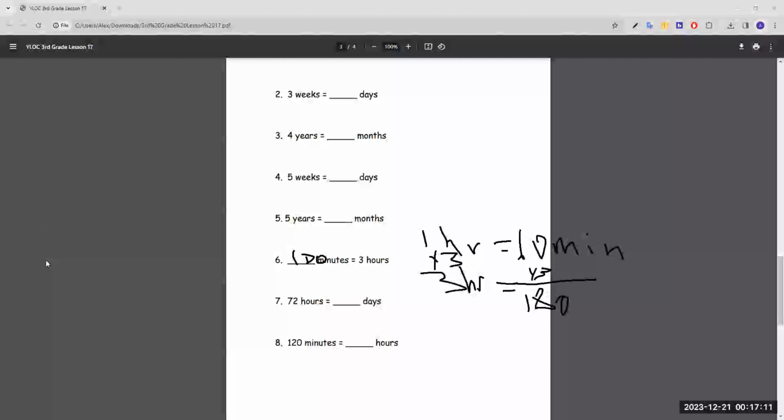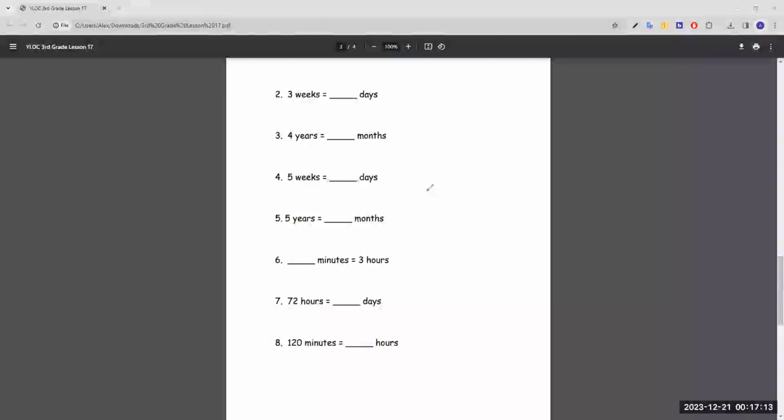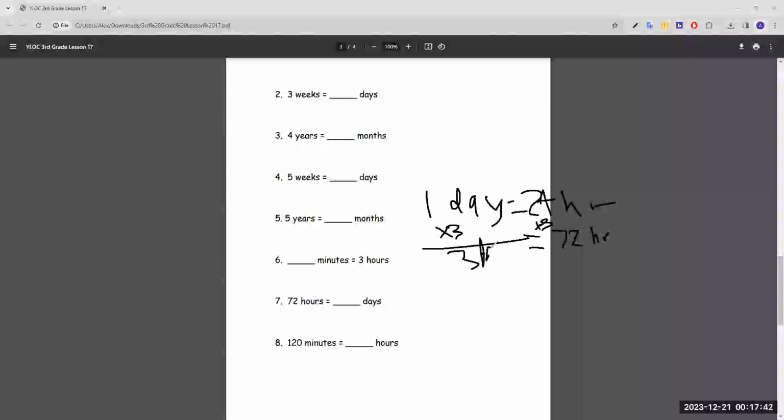Number 7, 72 hours equals blank days. 1 day, 24 hours. And this time, instead of having the information of days, we have the information of hours. So that's 72 hours. And 24 goes into 72 3 times. And since we multiplied 24 by 3, we would do the same to the days. So 1 day times 3 is 3 days.